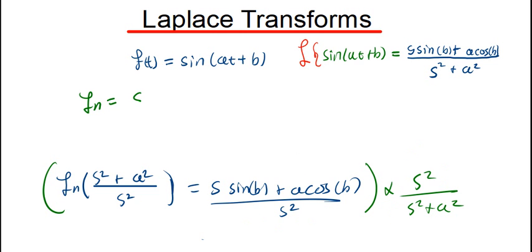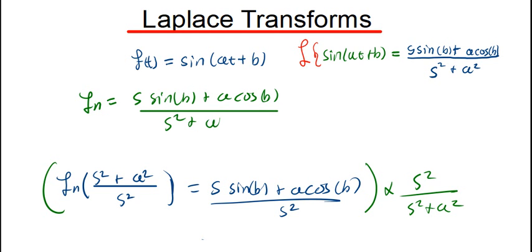So that's going to be s sine b plus a cos b, divided by s squared plus a squared. We have it. This and that are the same. So that's simply how they came up with that one.